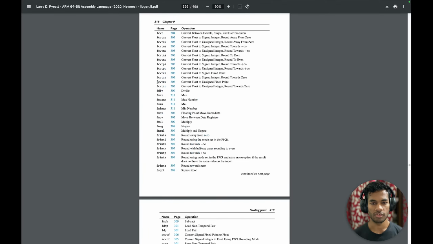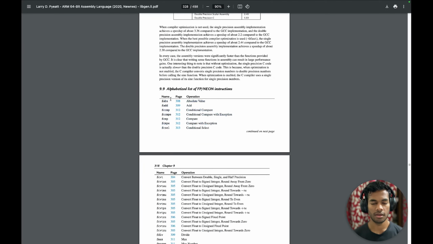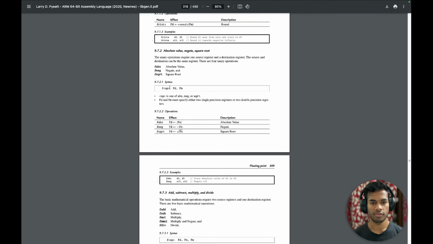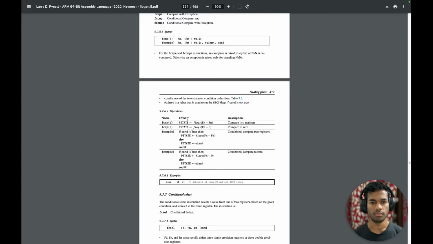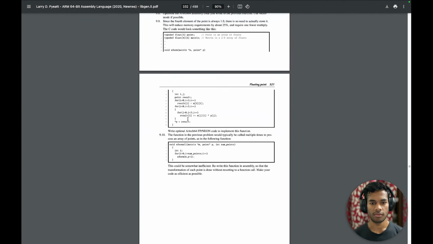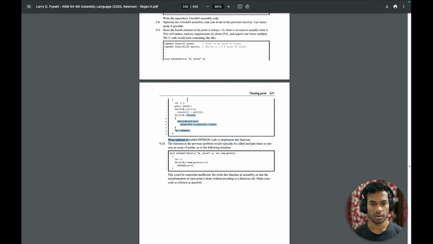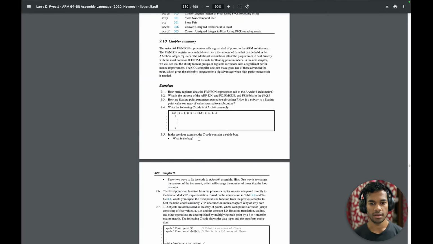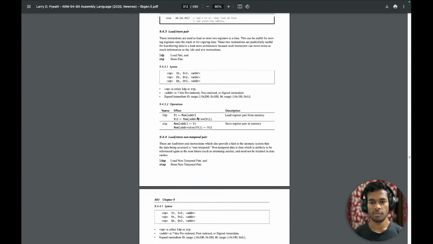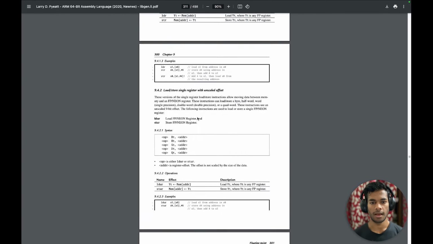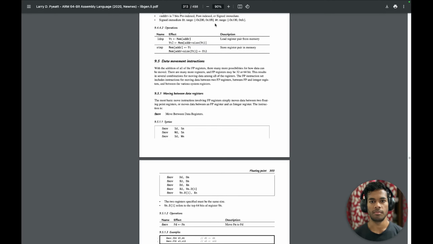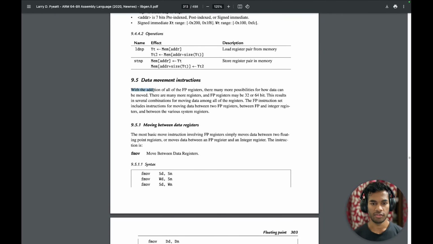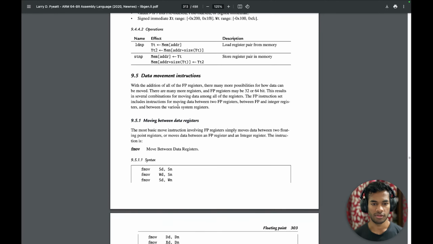Here I have all the instructions, all the new instructions at the end. And what does page mean? The page where they were introduced for the first time. Yep, and that is cool. And then at the end, we must have exercises, which are also cool to do. Yeah, we got it. Page number 303. Yep, here we are. Moving data between registers.